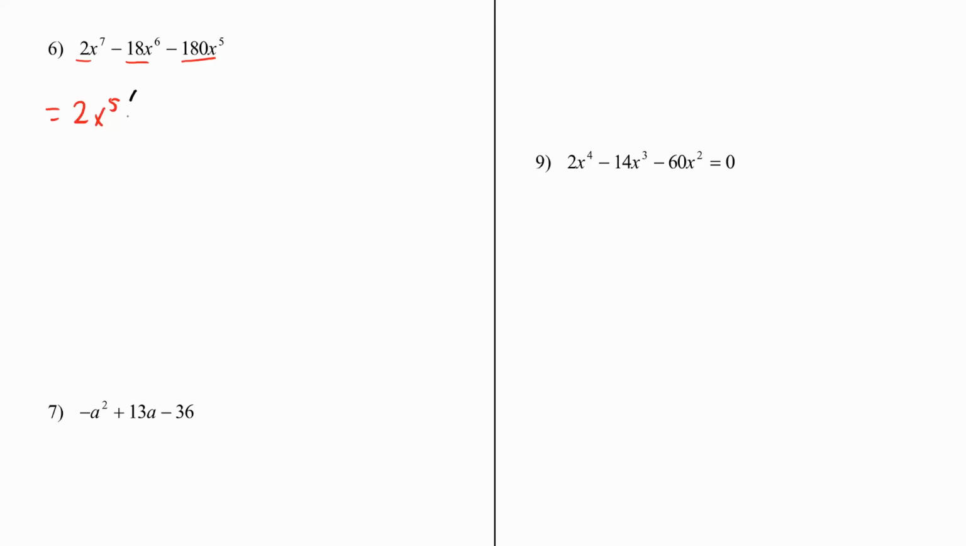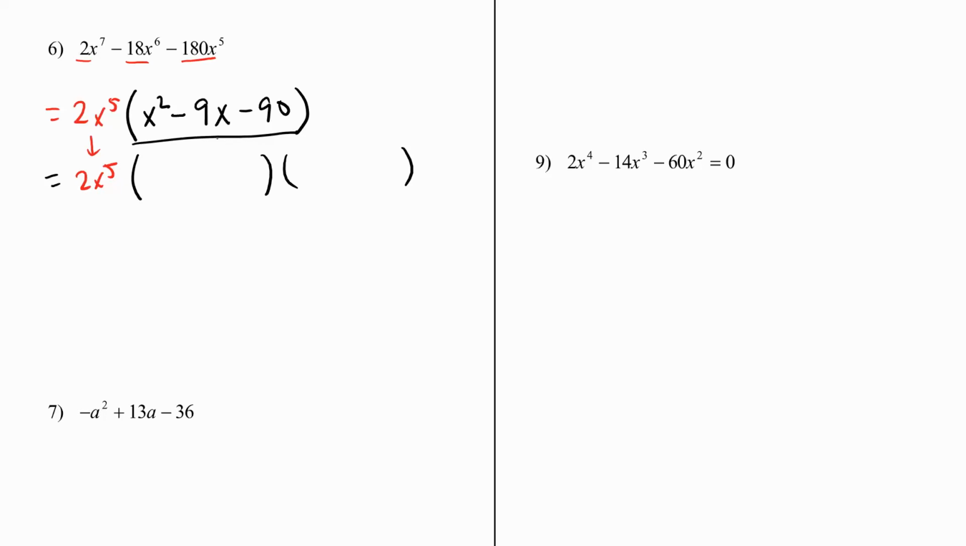Once I do that, I'm going to divide the GCF into each term. So when I do that, I get x squared. 2 into 18 is negative 9x. X to the 6th divided by x to the 5th is x. And then 2 into 180 is 90. And we keep the sign values the same. Then we're going to factor the trinomial. So we bring down the GCF and find two things that multiply to be x squared minus 9x minus 90.